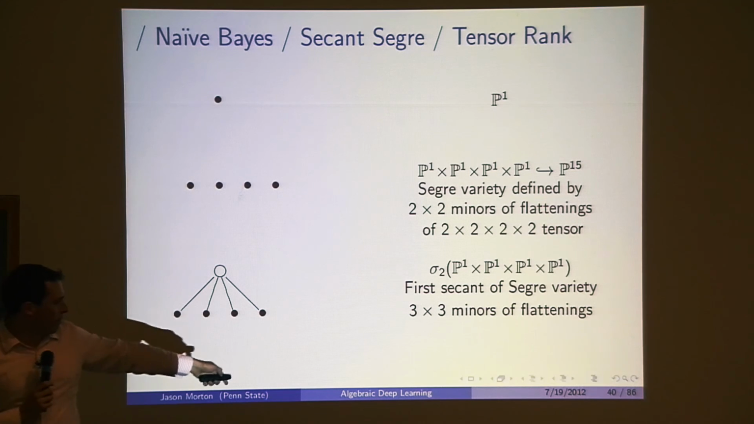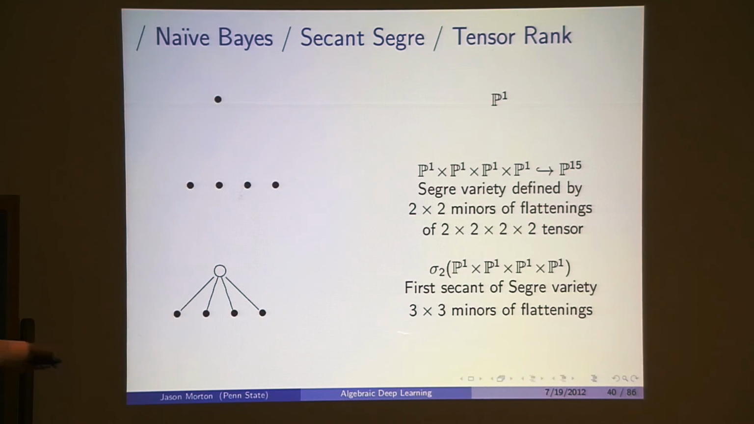So the first secant variety of a Segre variety is cut out by, now, I take all the flattenings, and I take their 3x3 minors. So in this case, we're lucky. It's just like the matrix case. It's basically the condition that this thing is rank 2. But in general, we're not going to be this lucky.